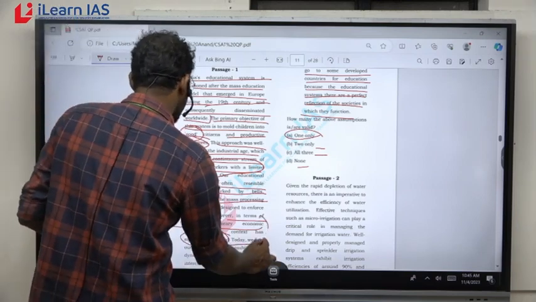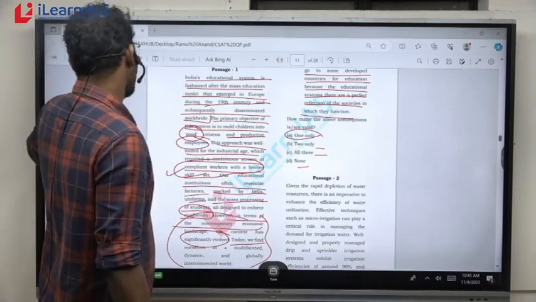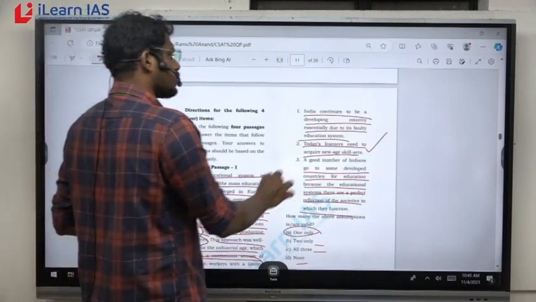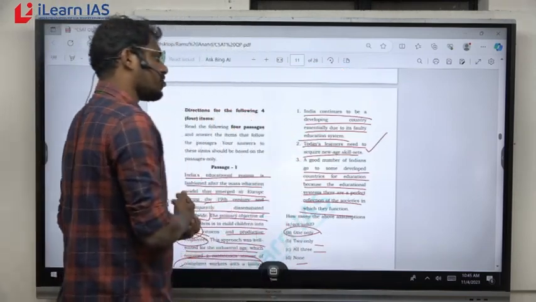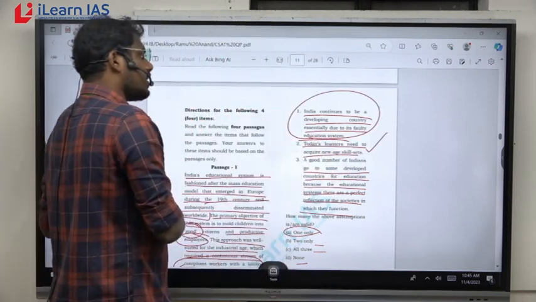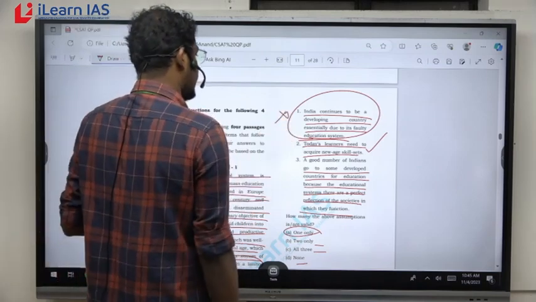Today, we find ourselves in a multifaceted, dynamic, and globally interconnected world. So the scenario has changed. Hence, we can say that India continues to be a developing country essentially due to its faulty education system. No, the passage doesn't correlate such an idea. So we can eliminate statement number 1 as incorrect.